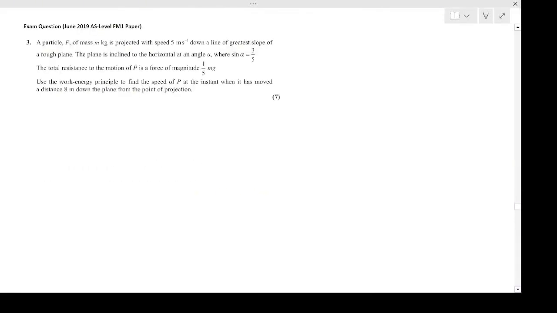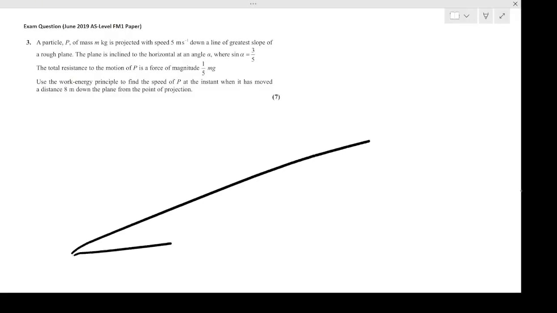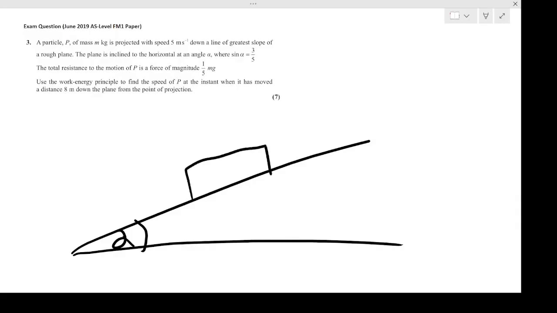So here we're told a particle of mass m is projected with speed 5 meters a second down a slope. The plane is inclined at an angle. Again, if I draw the situation, then we've got a surface like this. We've got an angle alpha. So again, I've got this object, what we call a particle. The mass is m, so I'm just going to say m. You don't know the number, so it's just m.